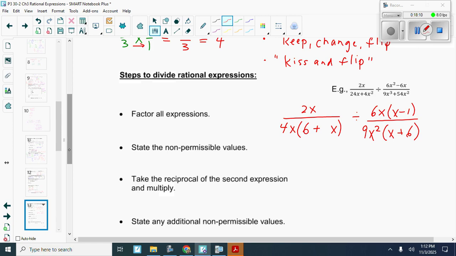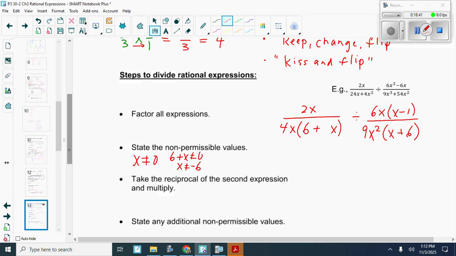Step number 1, factor all expressions. Check. Now we state all the non-permissible values. Again, just the things in the denominator. Are we concerned about the 4? No, the 4 doesn't matter, so we're just looking at the x. Whenever there's an x on the bottom, x cannot be 0. Then we have this binomial, so we set the whole binomial so it can't equal 0. That means that x cannot equal negative 6.